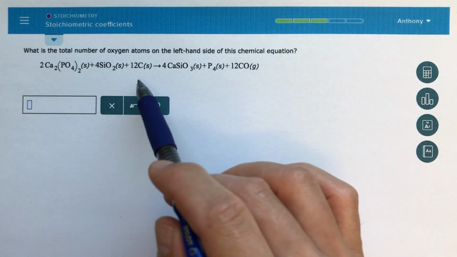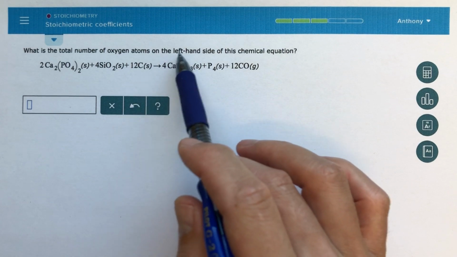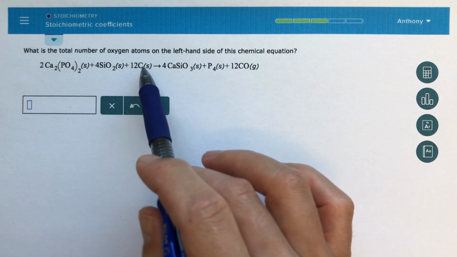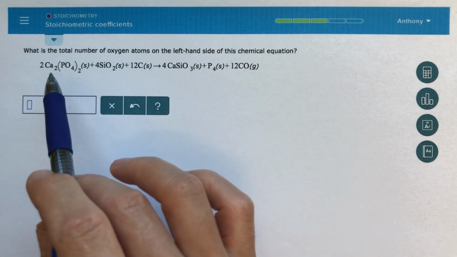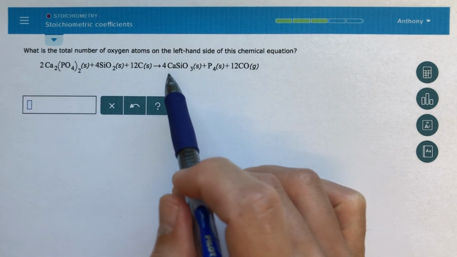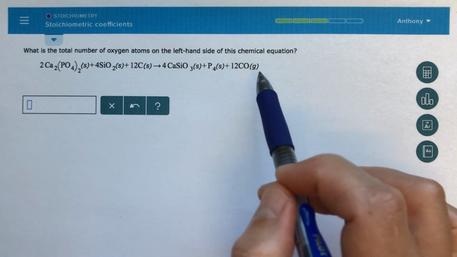So the question here says, what is the total number of oxygen atoms on the left-hand side of this chemical equation? So just orienting ourselves to this balanced chemical reaction, the left-hand side, also known as the reactants side, is going to be over here. So these are what we call the reactants. This would be the left-hand side. Over here on the right-hand side of the arrow, this is going to be products.